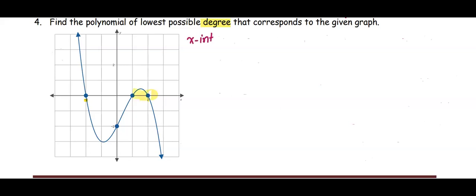The x-intercepts, we got (-2, 0), (1, 0), and (2, 0). That tells us we can see that as the product of x plus 2 factor, x minus 1 factor, and x minus 2 factor for the function that we are expecting to get.